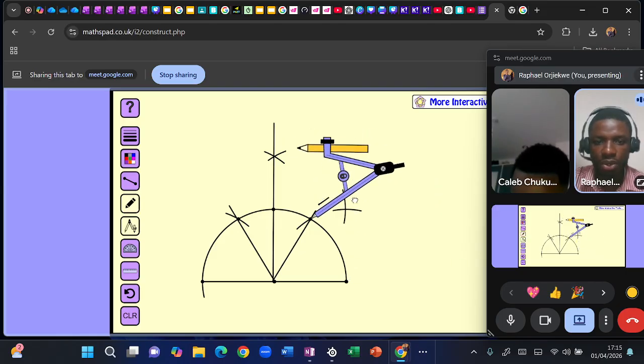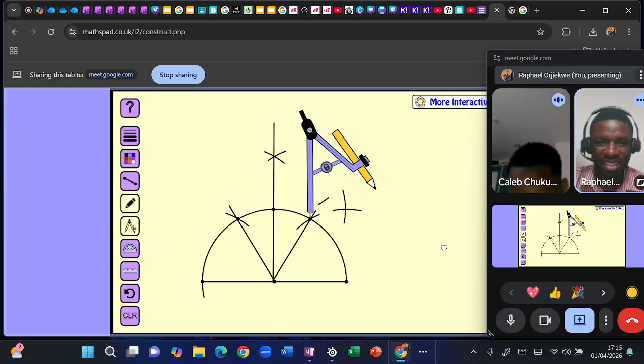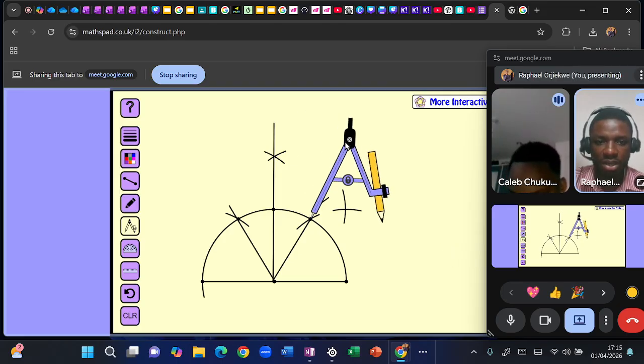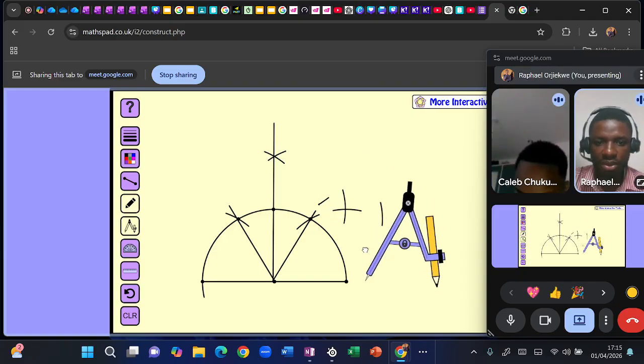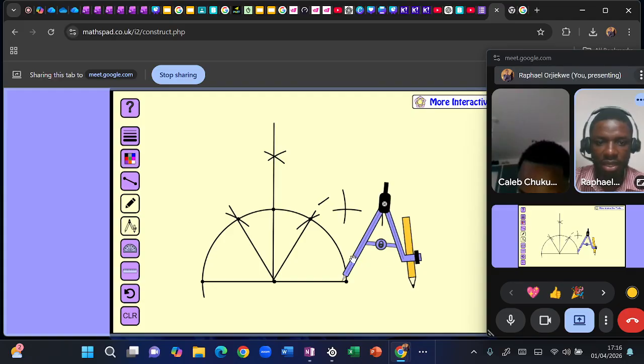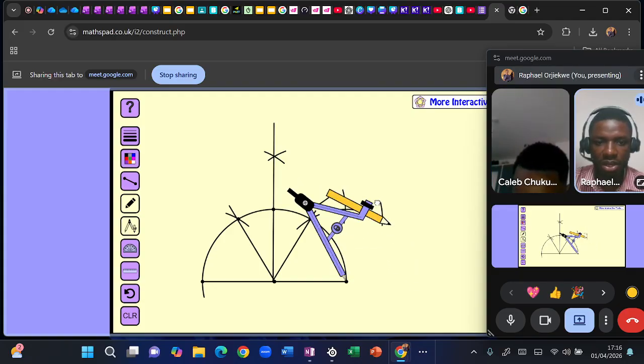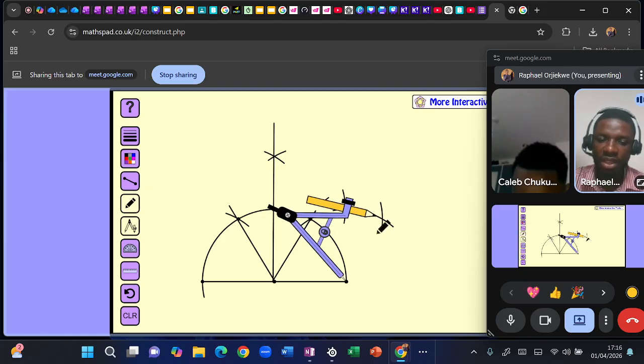I want to also draw 30. So I'll take it to 60 and draw 30. Am I too fast? No. Yeah, so I take it to 60. I draw an arc here. Then I take it to 0, and okay, that's not 0 exactly. And I cut the other arc. So you see how I'm able to construct 45 and 30.